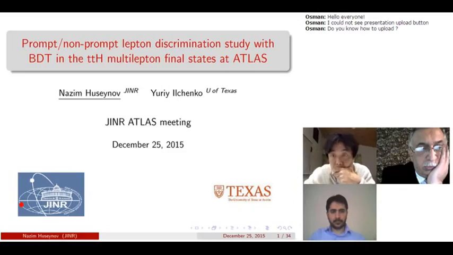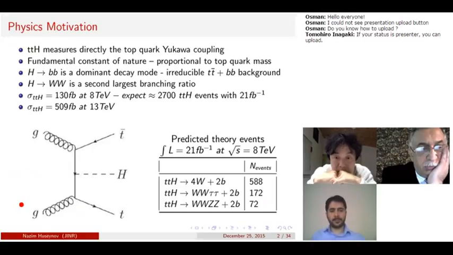Move to my talk. My research focuses on non-prompt lepton discrimination studies using BDT in the ttH multi-lepton final state at ATLAS detectors. I worked in collaboration with Yuri Chinkapur of the University of Texas at Austin. Our research was conducted at CERN in the ATLAS project. Next slide, please.